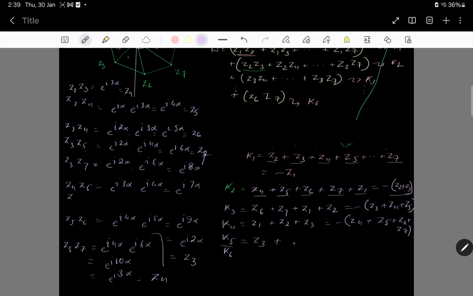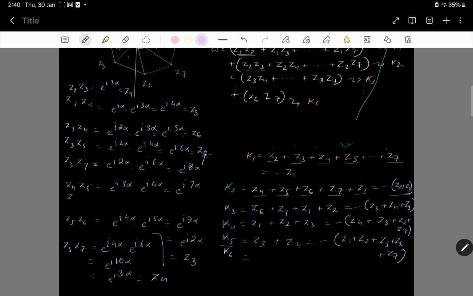So this gives us minus z1 plus z2 plus z5 plus z6 plus z7.